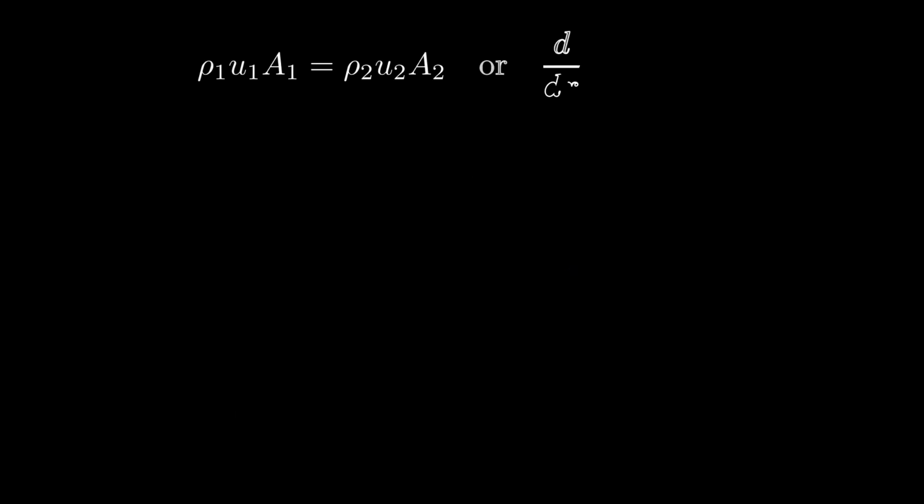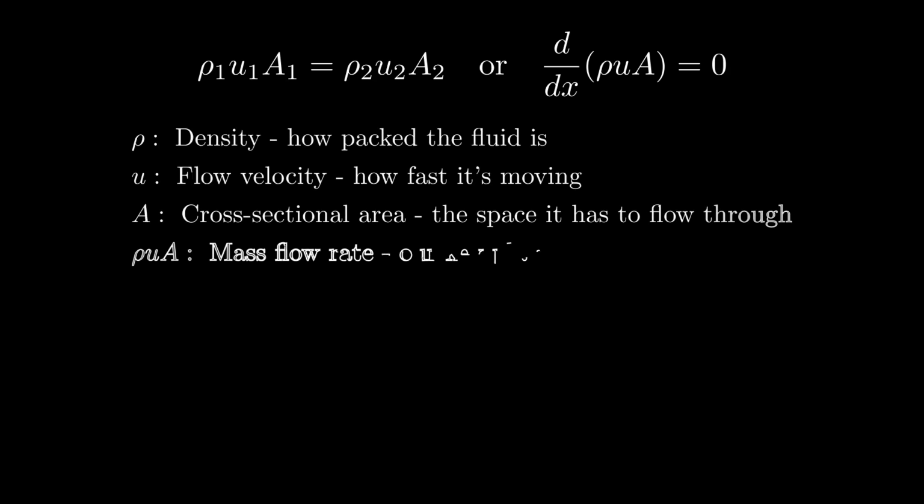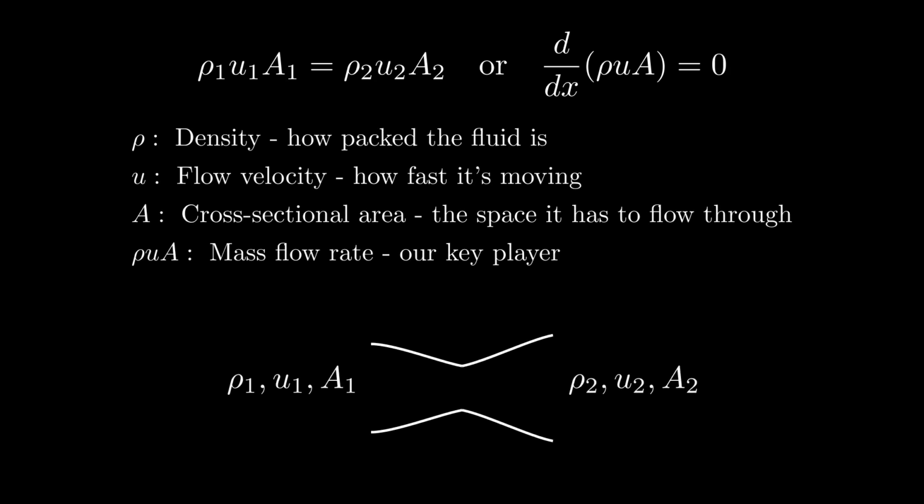Let's start with mass conservation. If more mass enters than leaves, something must be building up inside. But in steady flow, what goes in must come out. We can write this as a simple equation.